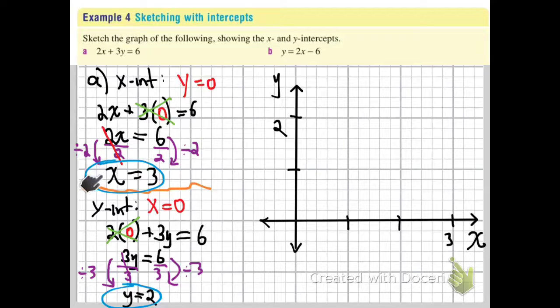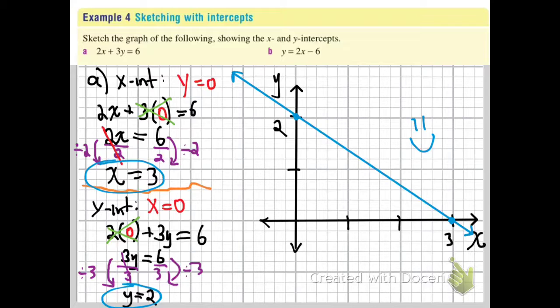We know the x-intercept is at x equals 3, so we go out to the 3 on the x-axis and put a nice little dot. We know the y-intercept is 2, so we go up to 2 on the y-axis and put a little dot. Then we put a line straight through there using our straight edge with arrows on the ends. And it's that easy. We're done. We have our line drawn through the intercepts. It is lovely.